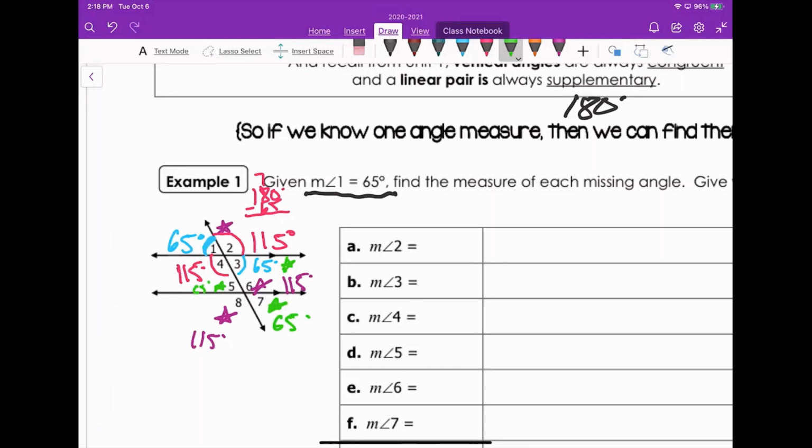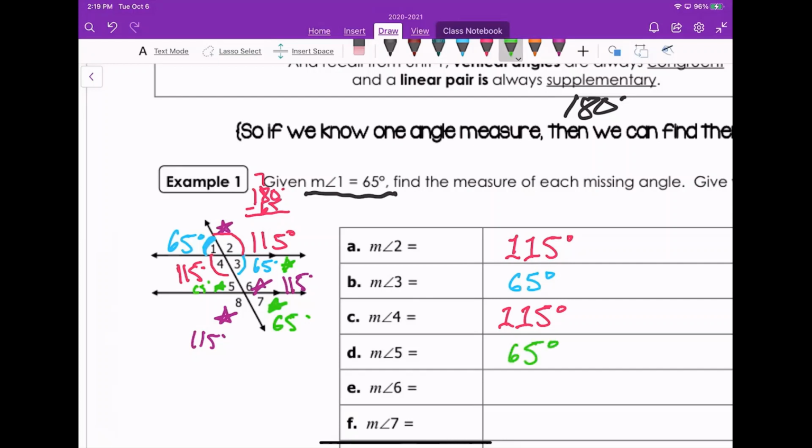And now we just plug away. So angle 2, I'm going to try to keep it color coordinated, is 115 degrees. So 115 degrees is my answer. And again, I showed you earlier in the video, you've got to put the degree symbol. You've got to get used to these little extra steps. Now, angle 3 is 65 degrees. Angle 4, measure of angle 4 is 115 degrees, and it's pink. And then angle 5 is green, 65 degrees.